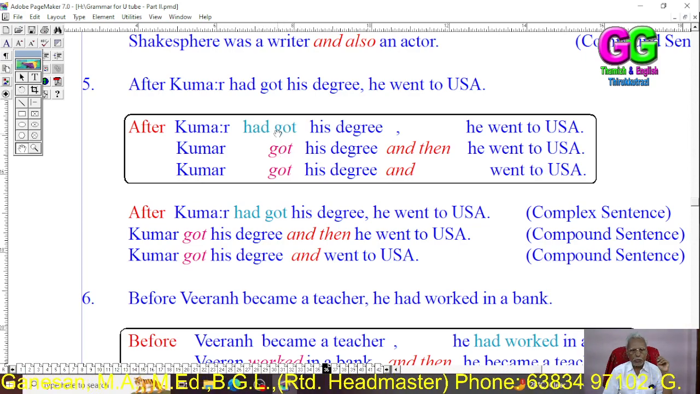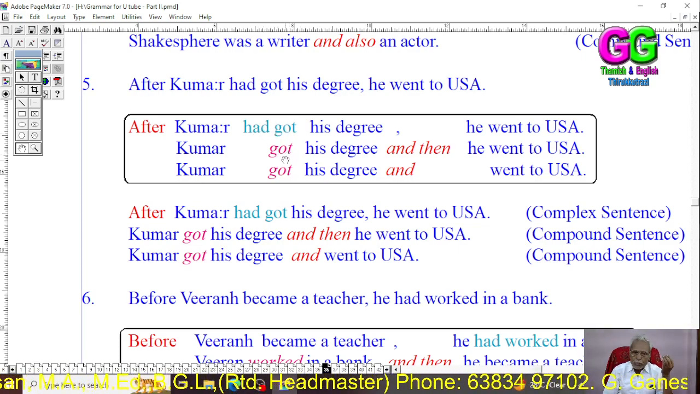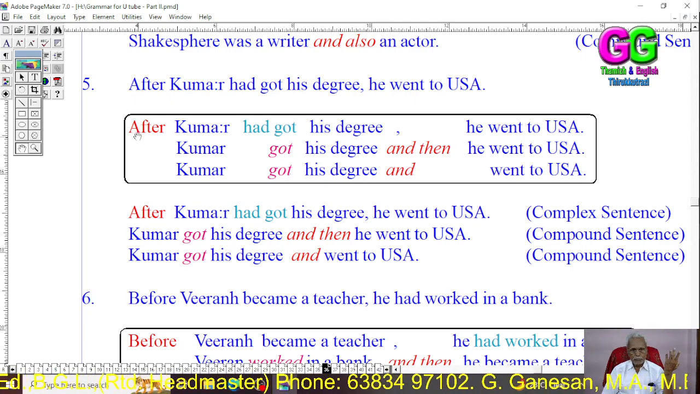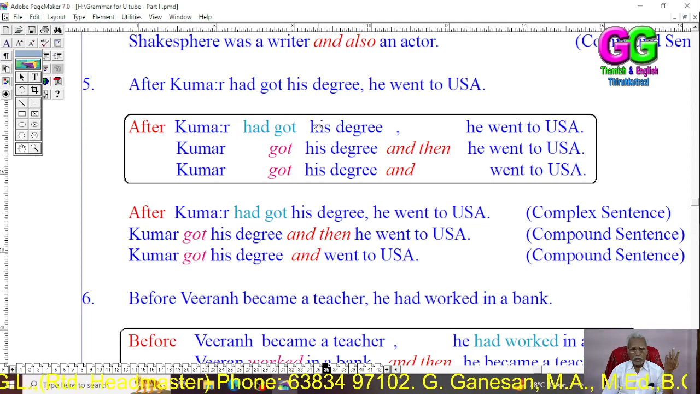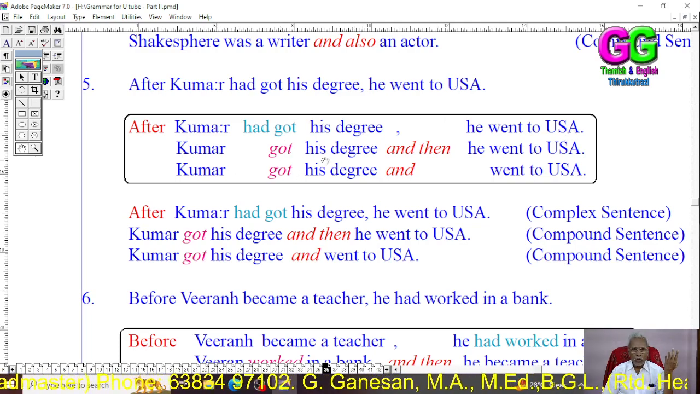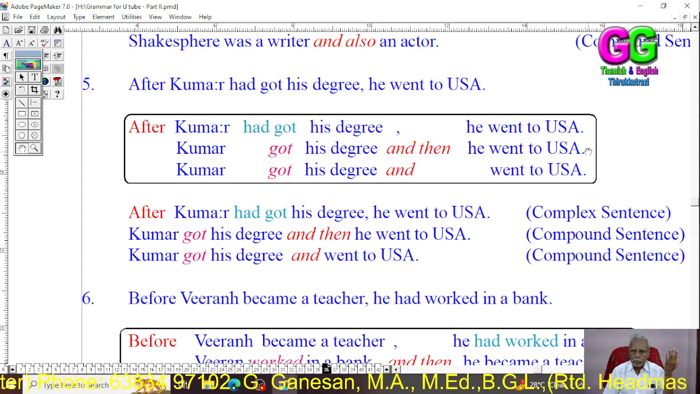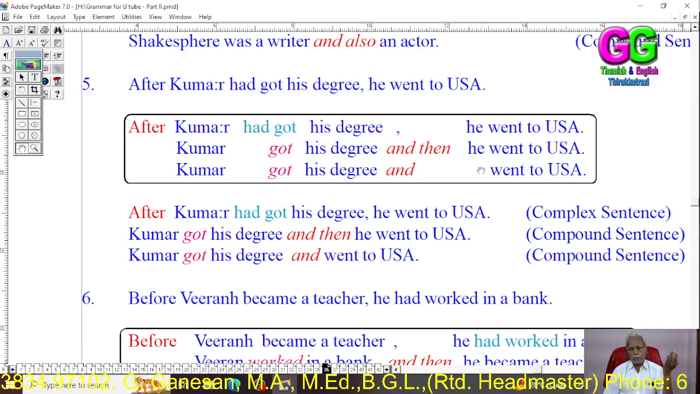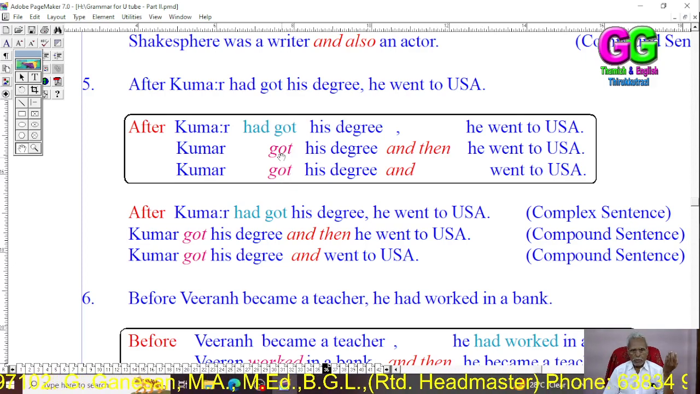Had got, past perfect, has been replaced by got, the simple past. After Kumar got his degree, he went to USA. Kumar got his degree and then he went to USA. Kumar got his degree and went to USA. So here is the got.